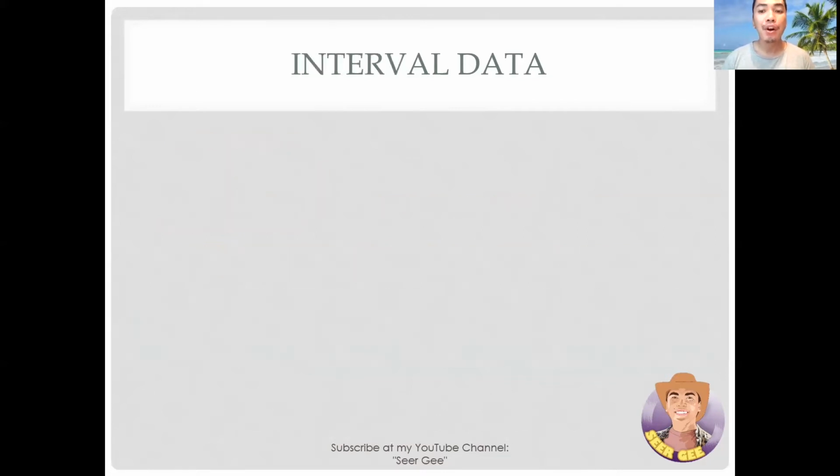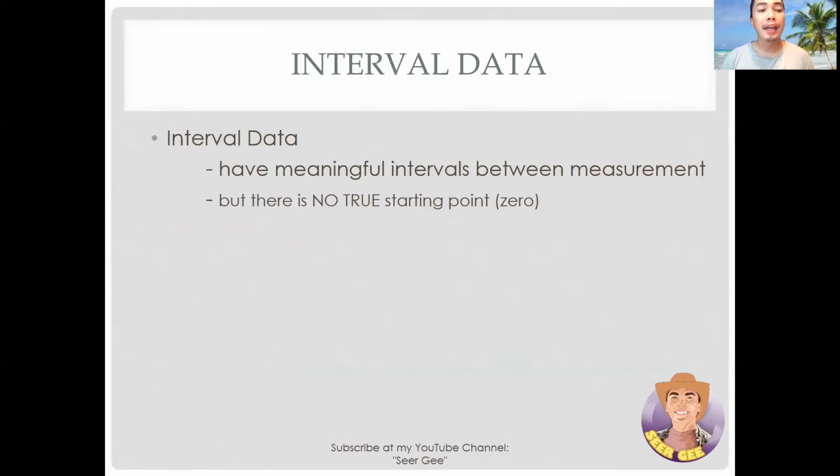Now, moving on to interval data. Interval data have meaningful intervals between measurements, but there is no true starting point 0. What do we mean by 0 as a starting point? A 0 point indicates an absence of what is being measured. Scores in a basketball game are actual numbers and have a true 0 point, so such is not interval data. The scores in a basketball game hold another type of data, which is ratio, and we are going to discuss it on the next slide.